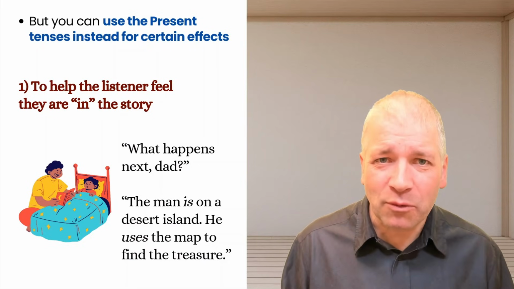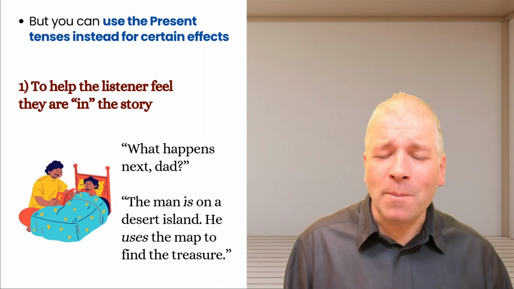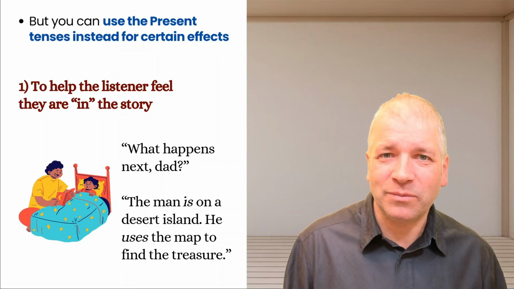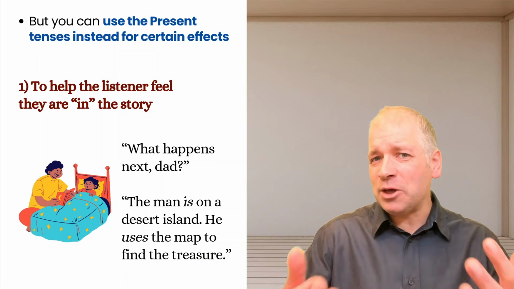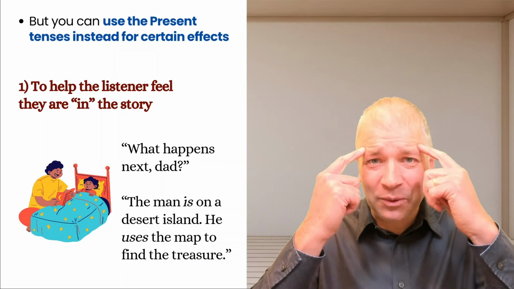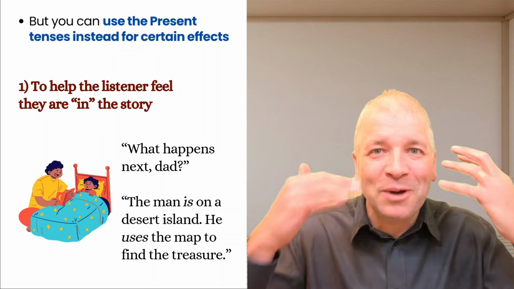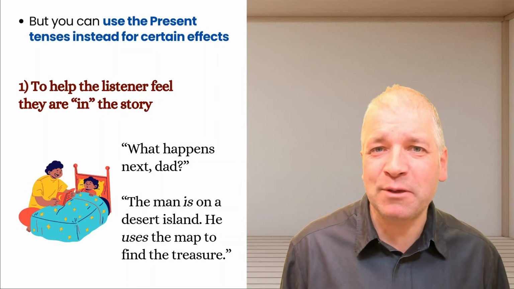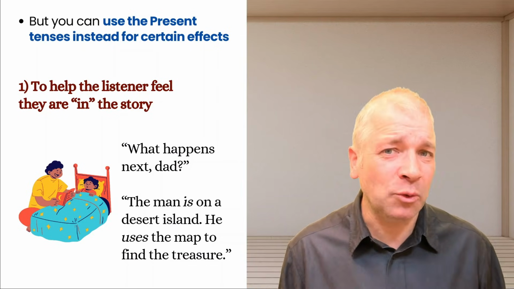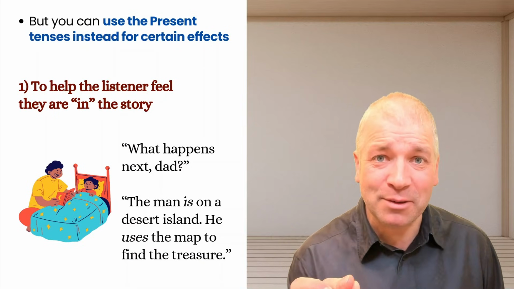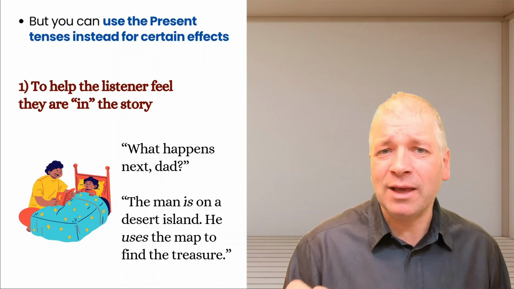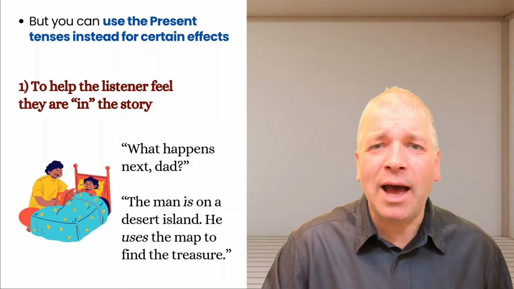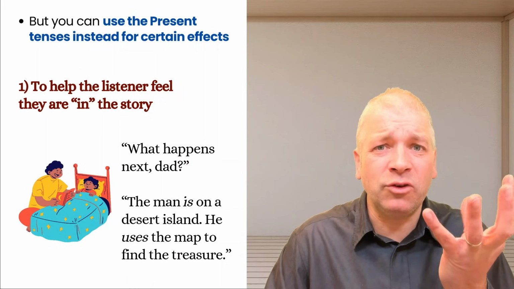Listen to me telling the story. What happens in your mind? The man is on a desert island. He uses the map to find the treasure. Did you find that me using the present tense encouraged you to actually imagine the situation in your mind, like it's really happening? And that's one of the purposes for using present tenses when we're actually talking about a past story. It encourages us to feel that we are in the story. It encourages us to create images as if this is something really happening. And when you do that, it brings the story to life.